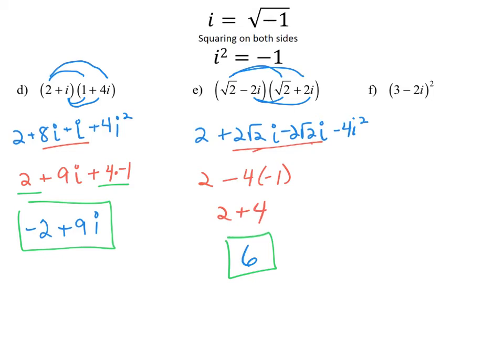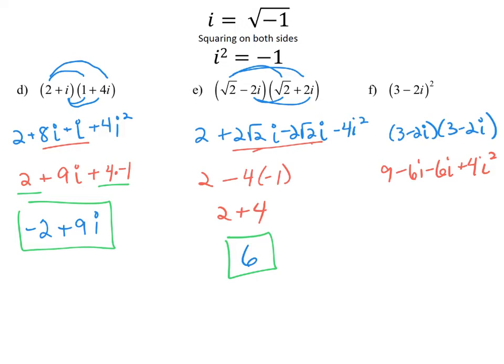In example F, we have the binomial 3 minus 2i squared. So we can write this as 3 minus 2i times 3 minus 2i and use the FOIL process to expand. 3 times 3 is 9. The outer is minus 6i. The inner is minus 6i. And the last is plus 4i squared.